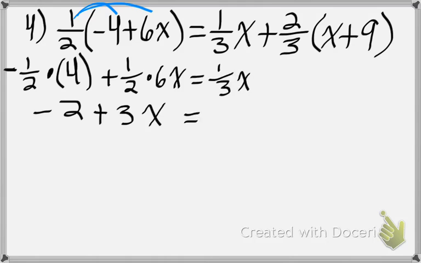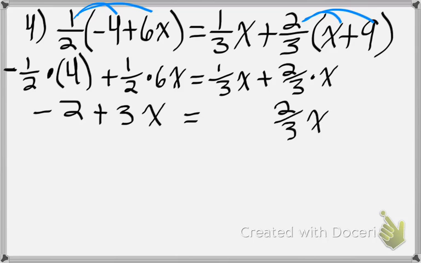Nothing's happening to the 1/3 x as of right now, because we need to worry about distributing this stuff first. So I'm going to ignore it. Positive times a positive is a positive. So 2/3 times x is just 2/3 x. Stick them together. Then, positive times a positive is a positive, so we're going to have 2/3 times 9. Well, 2/3 times 9, because 3 goes into 9 evenly, this is going to be a pretty answer. And so the answer is going to be 6.